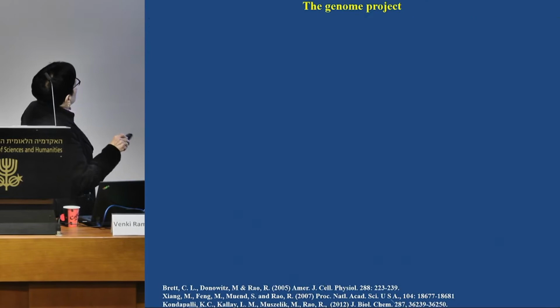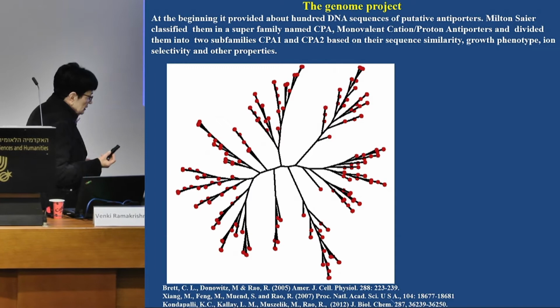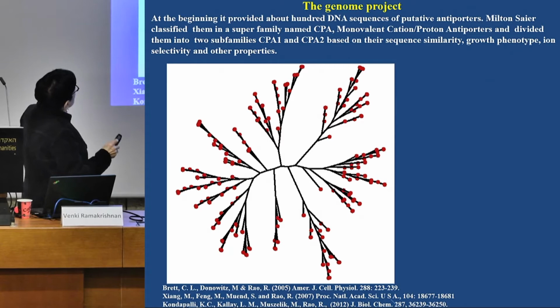Okay. Now, at the beginning of the genome project, there were only about 100 sequences of putative antiporters, and Milton Saier divided them first into a superfamily, monovalent cation proton antiporter, CPA, then to CPA1 and CPA2 based on what they used to do.